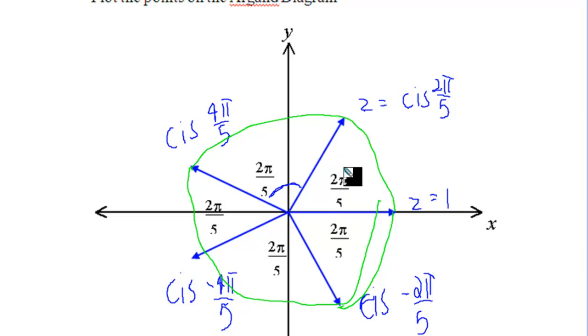And then, as we said before, we've got the same distance between those angles. So 2 pi on 5, and then it goes around to 4 pi on 5. Then it was 6 pi on 5, which we said we could write as minus 4 pi on 5. Then round to 8 pi on 5, which we said also is minus 2 pi on 5. So there's our 5 solutions, equally spaced around a unit circle, and the roots are complex conjugates.